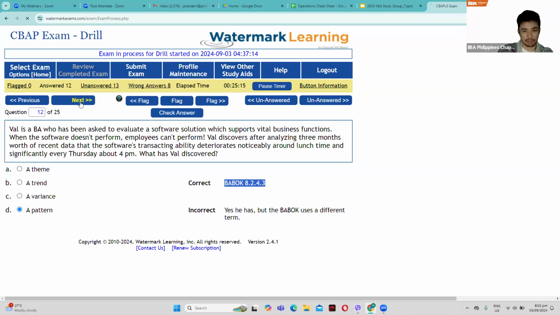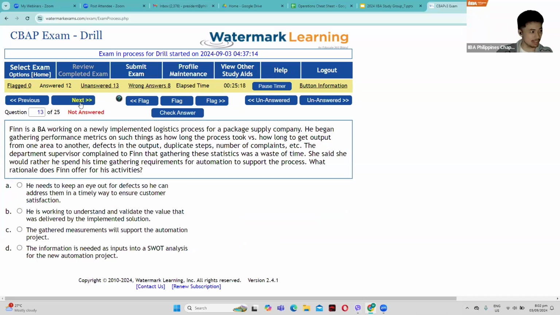But you have to remember the language, the wording that the BABOK uses exactly, in order to pass the exam. Okay. Number 13, Finn is a BA working on a newly implemented logistics process for a package supply company.